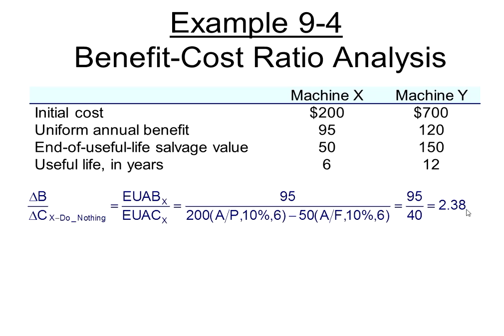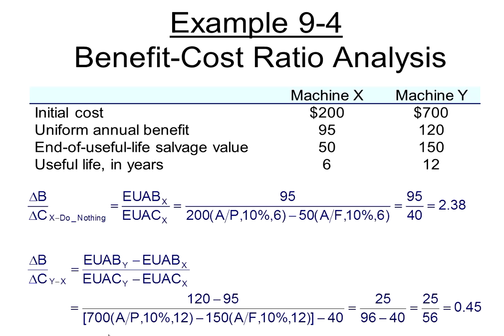So once again, what is the number we're going to compare this incremental benefit to cost ratio to? Yes, of course, it's still 1. We compare it to 1, and this ratio is more than 1. Therefore, we're going to choose the higher cost alternative, which is X. X is higher cost compared to doing nothing.